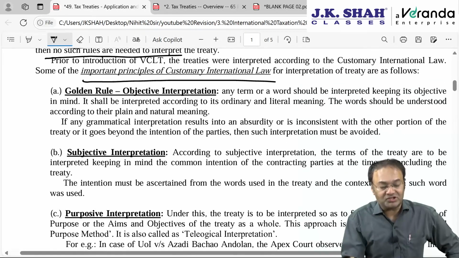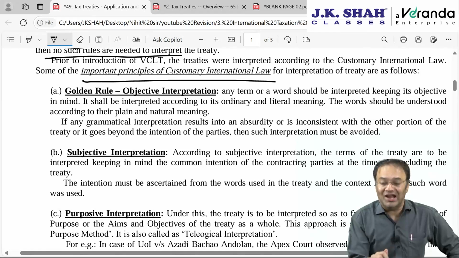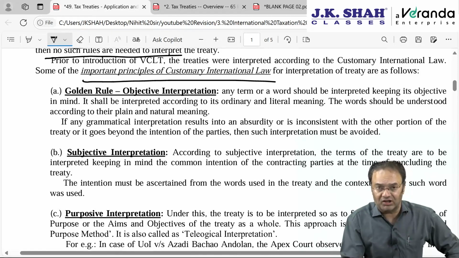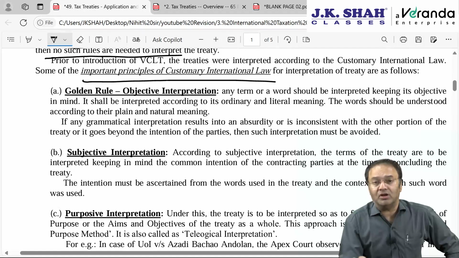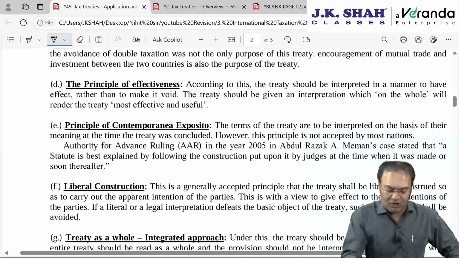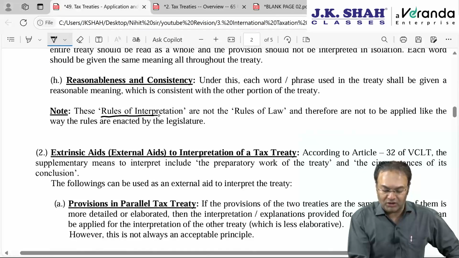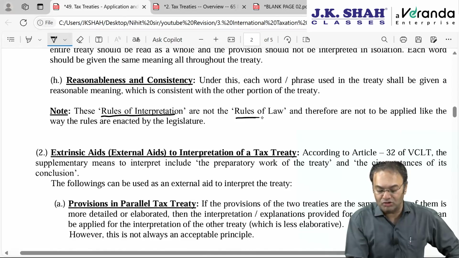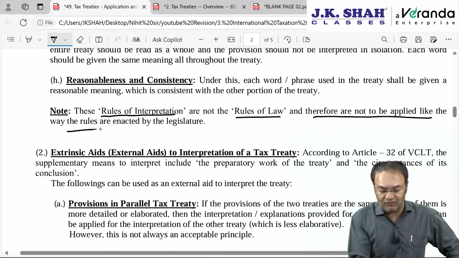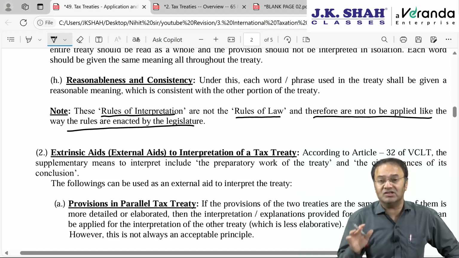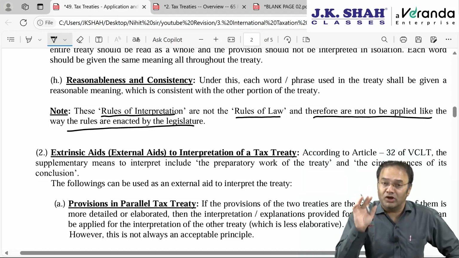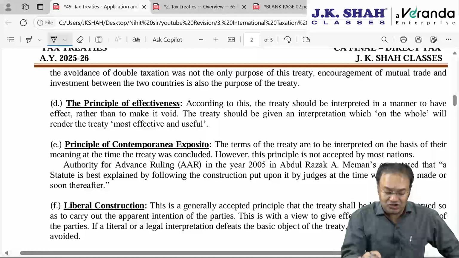Some important principles of customary international law are as follows. There are 8 rules which are covered by the Institute, which we will be discussing here. Whatever is covered by the Institute in this chapter, you will not find anywhere else. So in case you want to cross verify where this is given, what is the exact language, you will not be able to do so, because this chapter is not a part of any law. After all the 8 rules are over, I have mentioned a note also. These are the rules of interpretation and not the rules of law. Therefore, they are not applied the way the rules enacted by the legislature are applied. Whatever we are discussing or going to discuss are customary principles. This is generally believed to be so.